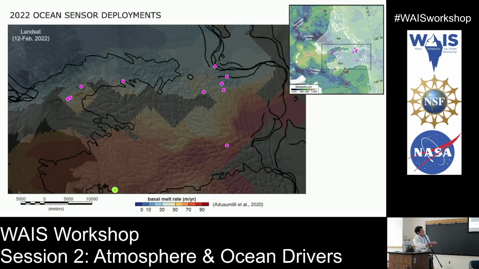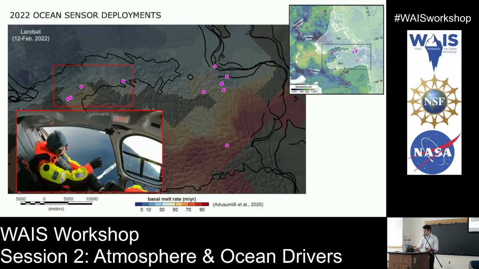And so you can see, this one in particular is really exciting because it sampled an area where Sushil said the melt rate should be up to 80 meters per year. So in this red box, it was like the old method. You just throw the probe out and the parachute opens.